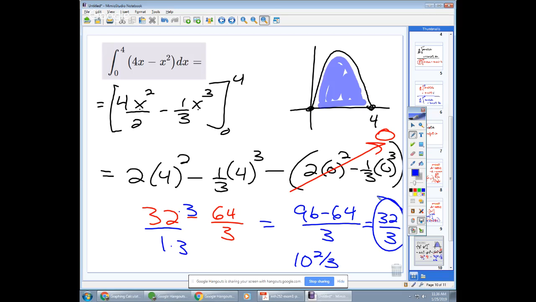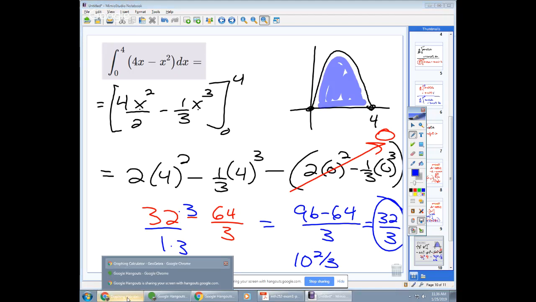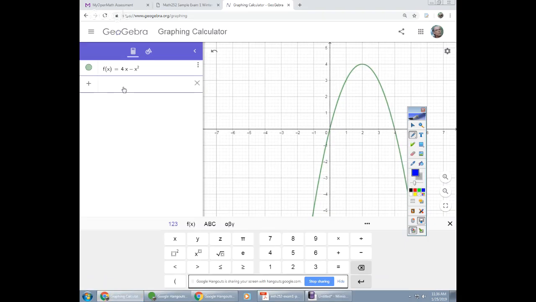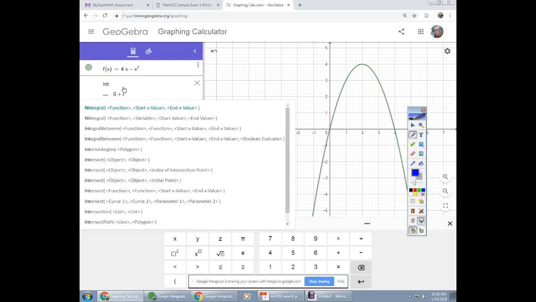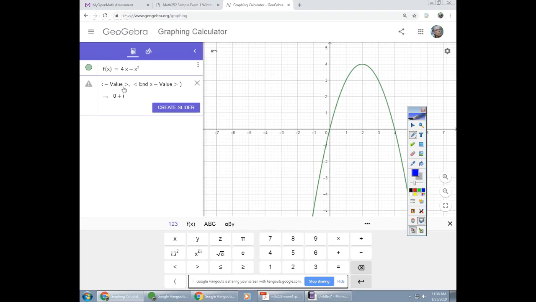What else could I do to check? I could take the derivative of the antiderivative and see if it matches. The other thing I could do is just ask GeoGebra to draw a bunch of rectangles, or do a numerical integral. Yeah, it has a function called n integral. So I just say, grab f of x, go from 0 to 4, and it says 10.66666666.